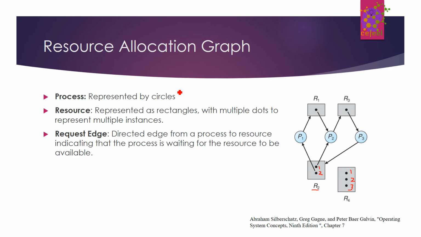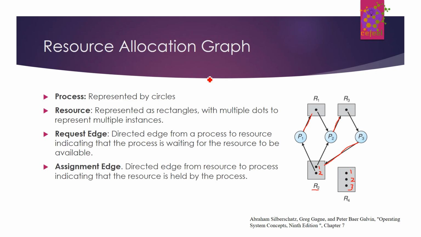So directed or request edges are edges from the process to the resource. So here we see there is an edge from P3 to R2. This is a request edge. Similarly, we have a request edge from P2 to R3. We have a request edge from P1 to R1.